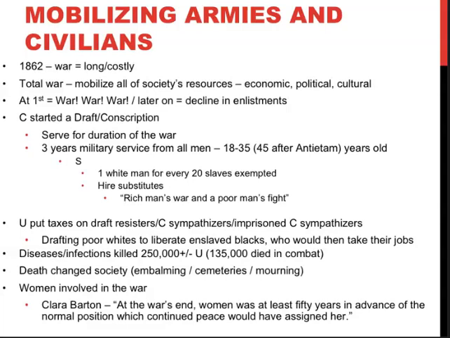The Confederates started a draft, or conscription, and they would pick men between the ages of 18 and 35, and they had to serve for the duration of the war. There were at least 3 years of military service from all men. In the South, one white man for every 20 slaves was exempted. So if your daddy was rich and had 100 slaves, 5 sons could be exempted from the war.